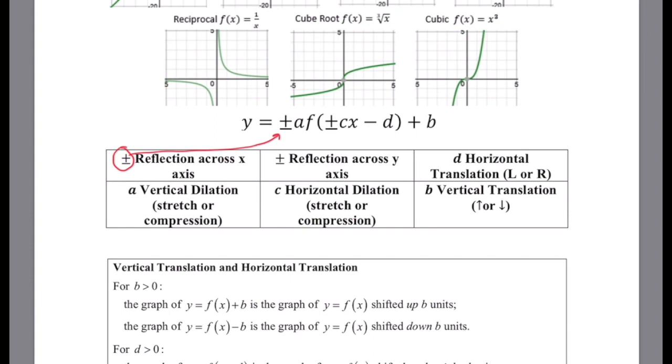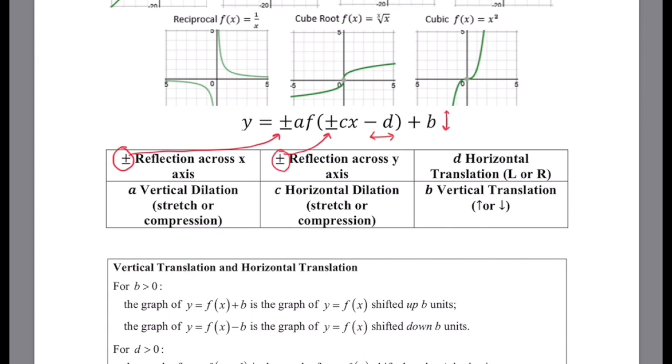The A tells us whether or not we're going to vertically dilate, so we're going to stretch it out or compress it downward. The plus or minus on the inside of our function tells us that we're going to reflect across the y-axis or not. The D tells us whether or not we're going to translate left or right. And B tells us if we're going to translate, move, or shift up or down. The C in the middle determines whether or not we're going to horizontally stretch or compress.